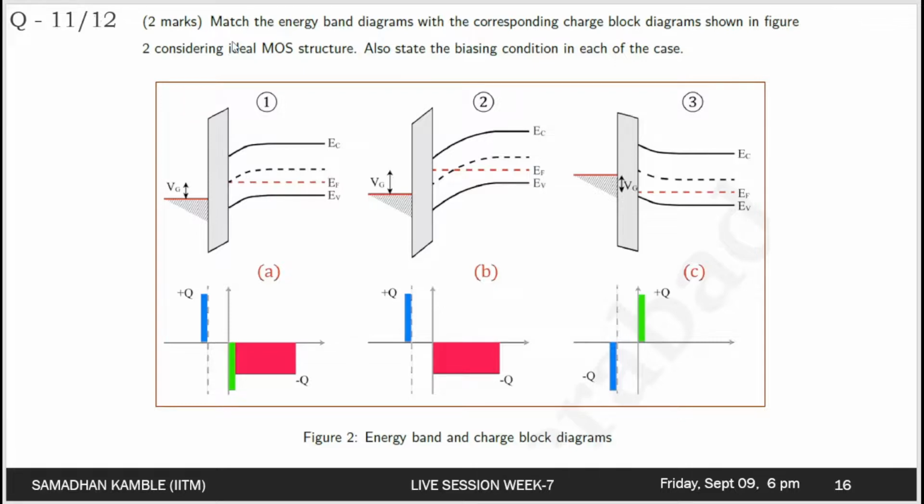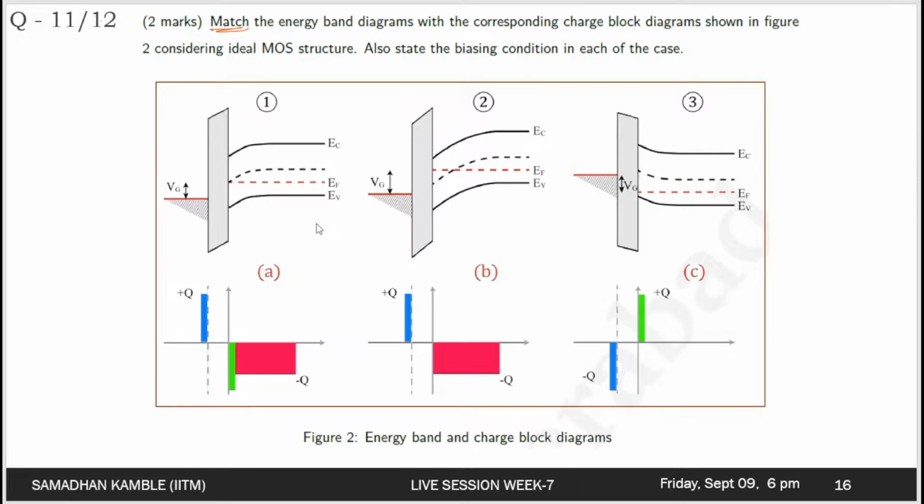The question we have asked is in the next slide, and the data given in the statement is as follows: match the energy band diagrams with the corresponding charge block diagrams shown in the figure, considering the ideal MOS structure. Also, we are asked to state the biasing condition in each case. So we have to match the band diagrams with the block charge diagrams, and also state the biasing condition in each diagram.